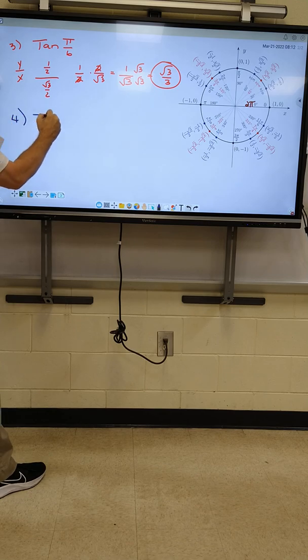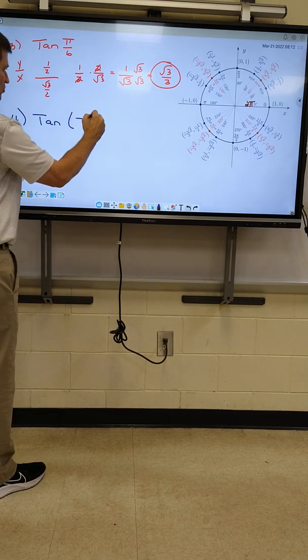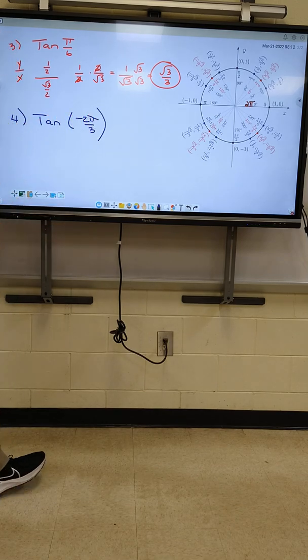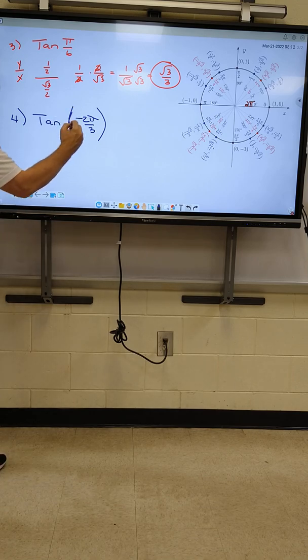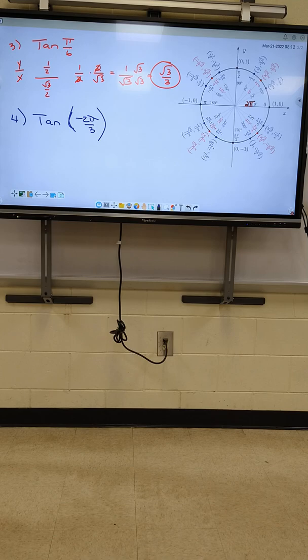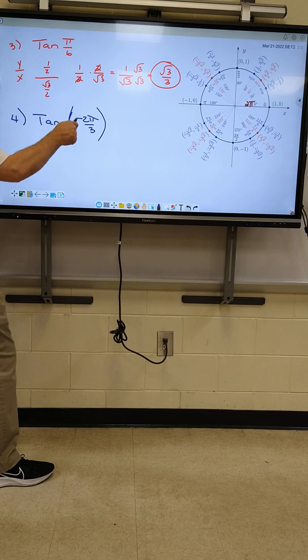Alright, number 4 says tangent of -2 pi over 3. Alright, you will have one of these on the quiz and the test. Some of this stuff on this sheet you won't have on the test because you won't have calculators. But you can do this one without a calculator. How do we find where is -2 pi over 3 if we don't have a calculator?